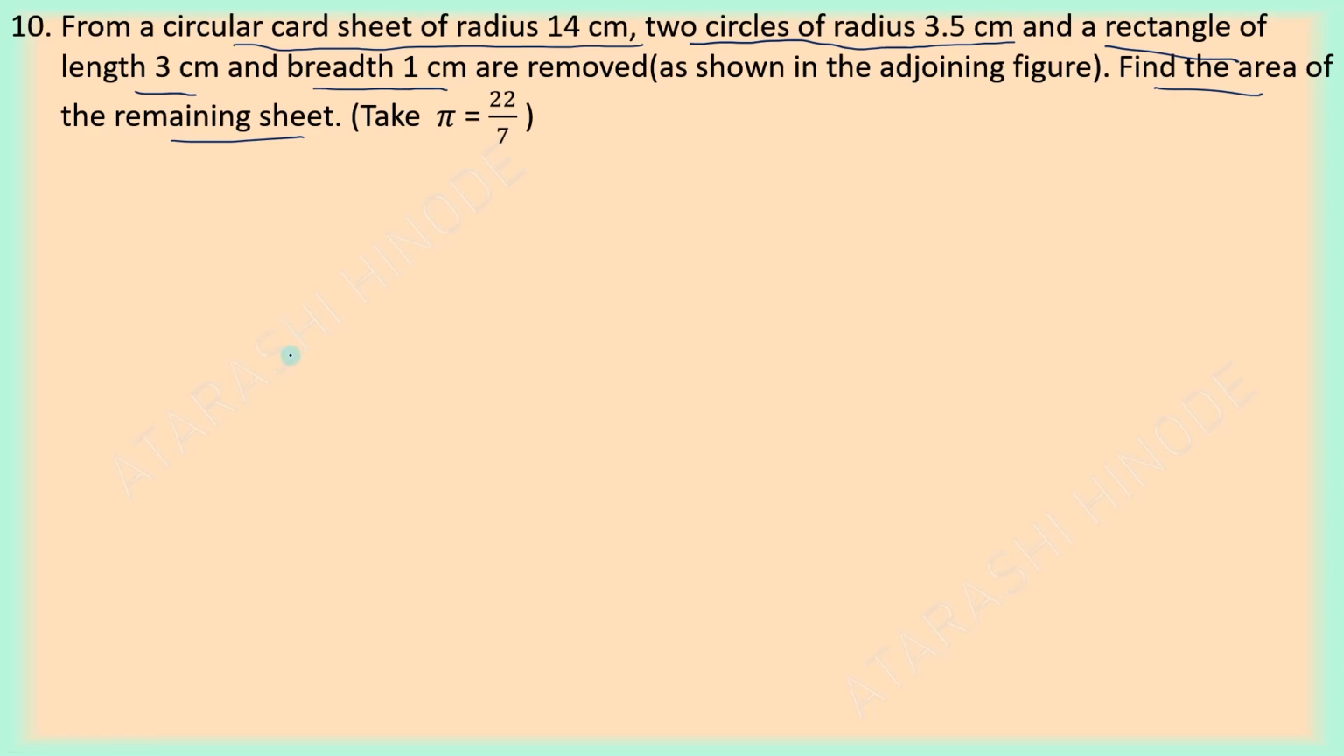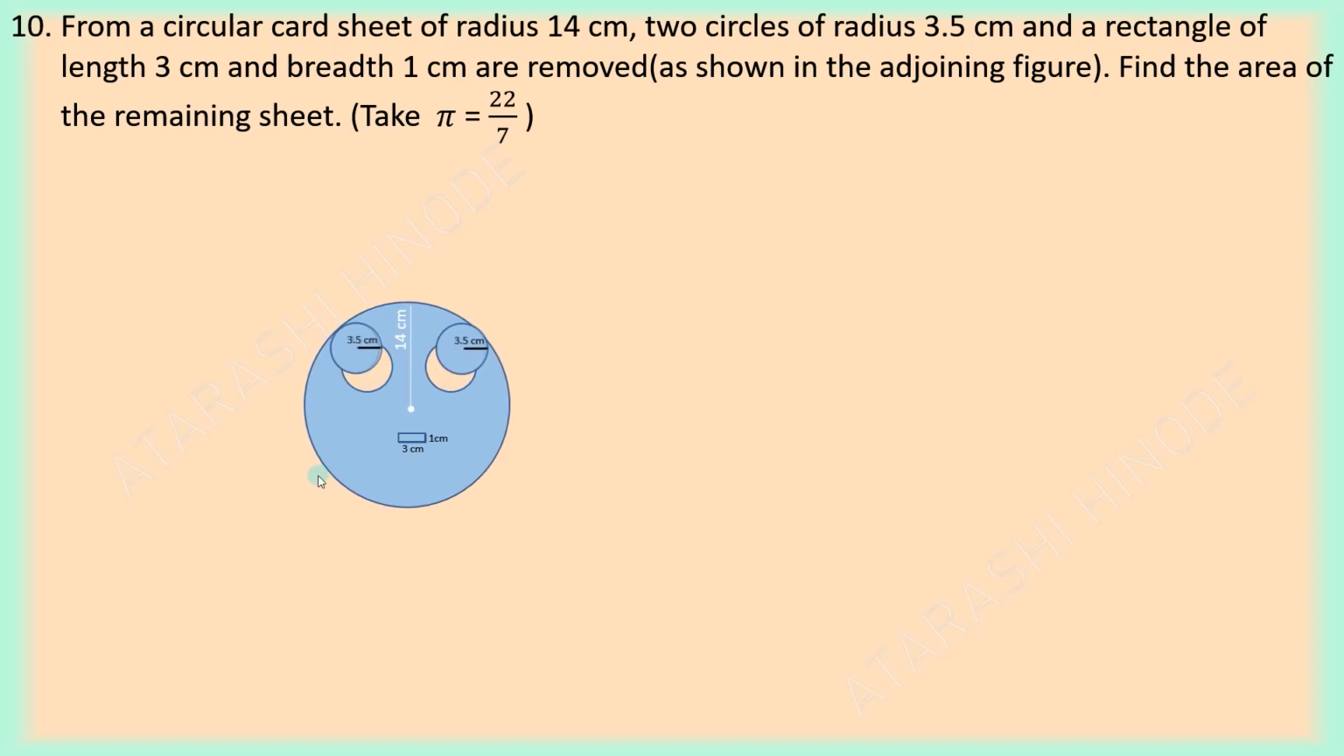Here you can see this is the circular card sheet of radius 14 cm and these are the circles of radius 3.5 cm and this is the rectangle of length 3 cm and breadth 1 cm. And according to the question, when we remove these two circles and this rectangle from this card, we get a shape like this. That is, after removing these three shapes, this is the remaining sheet we get and we have to find the area of this sheet.